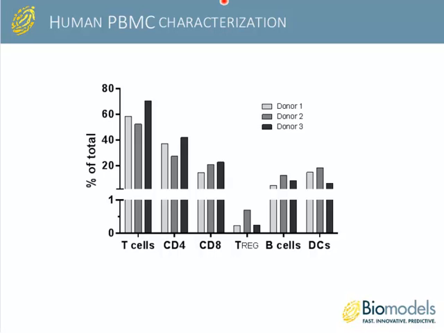But what we do actually now with our humanized GVHD model is we have a large bank of one particular donor, and they're stored frozen.